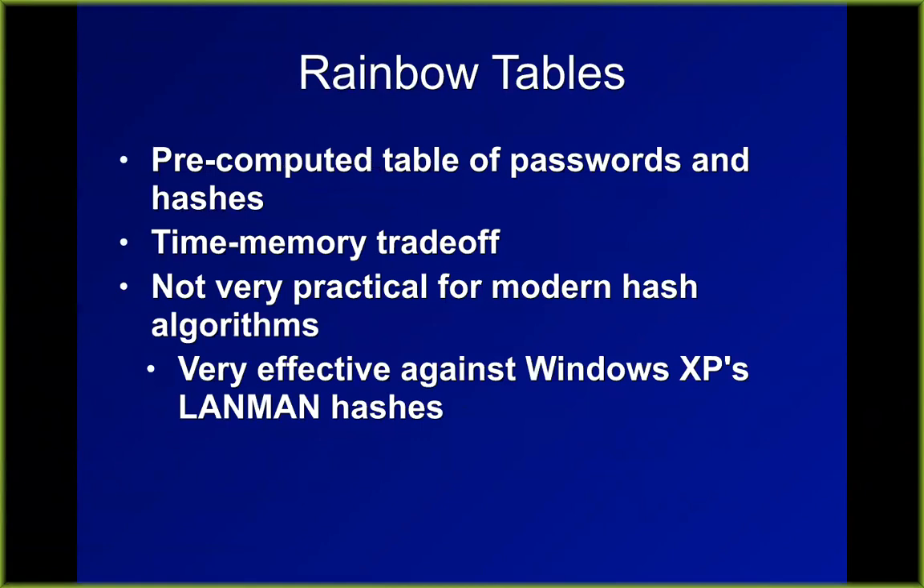Rainbow tables are a common way to make cryptographic attacks faster by trading time for memory. So you make some kind of pre-computed table, like a multiplication table, and store it in memory, and that makes the calculations faster because you look up things instead of recalculating them over and over. This turned out to be very effective against the hashes used by Windows before Windows Vista, but modern hash algorithms benefit less from rainbow tables.